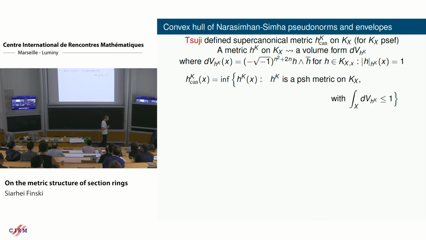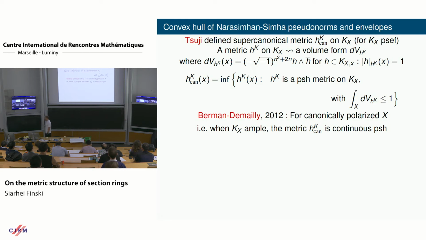Stated like this, it seems to be a complicated object. Without further assumptions on the positivity of K_X, it's probably very difficult to study. Berman and Demailly in 2012 proved that if you nevertheless start with a manifold which is canonically polarized, meaning that K_X is ample and not only pseudo-effective, then the metric which you obtain here will be actually continuous and PSH. But one shouldn't expect it to be more regular than that.